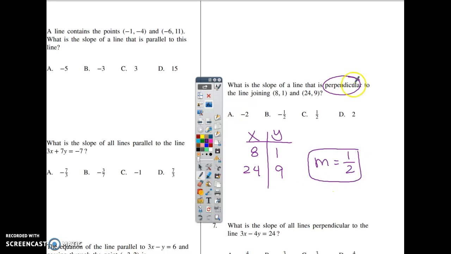Is that what they were asking for? No, they're asking for perpendicular, so that's a negative reciprocal. So what am I going to do to this? Flip it, change the sign, put this in the calculator, see what it gives you. Negative 2 divided by 1 is just negative 2. Okay, it's just a negative 2. You don't have to worry about the 1 at the bottom.